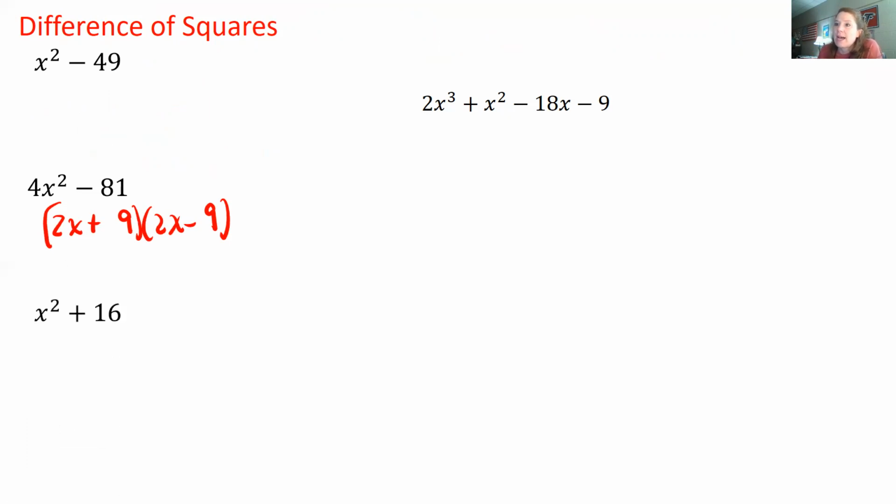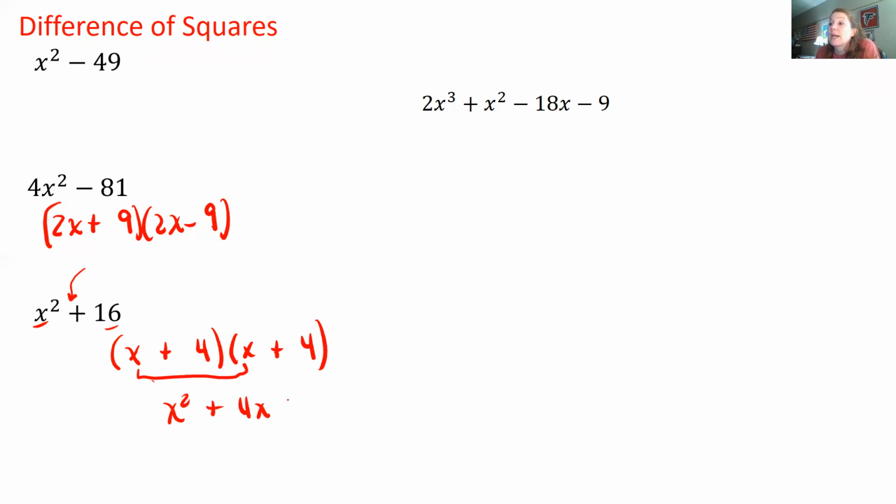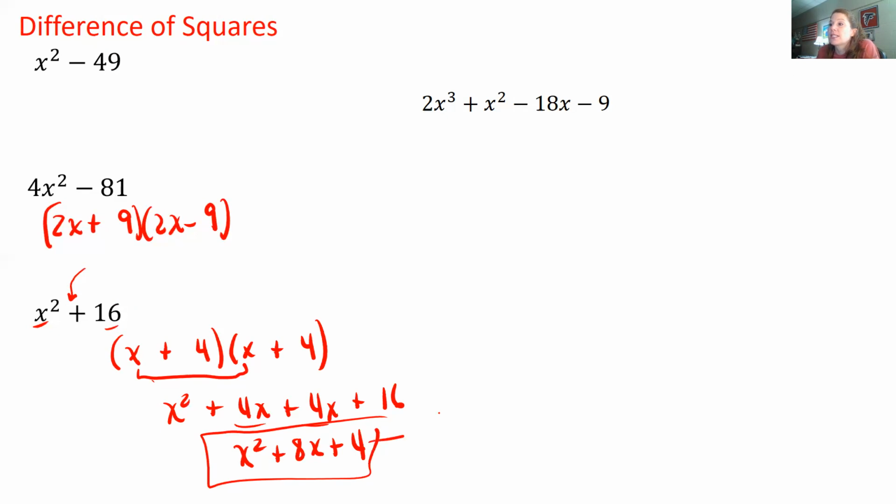All right, here we have perfect squares, but I see a plus symbol. Let's just try it and see what happens. If that's a plus, let's use a plus. If I check my answer, x squared, and then I get 4x and 4x. That middle term cannot cancel out. This would be a perfect square trinomial, which is not what that equals.